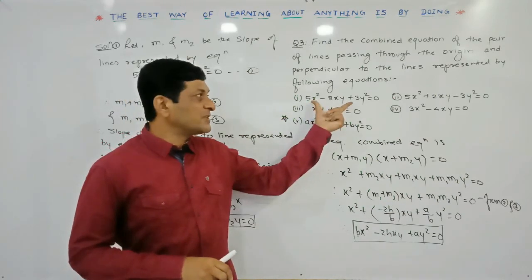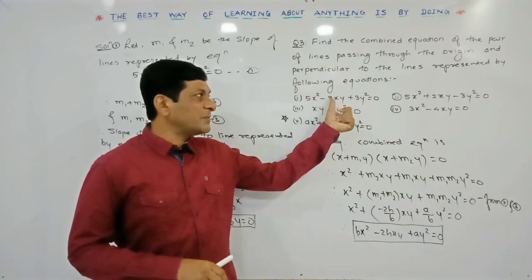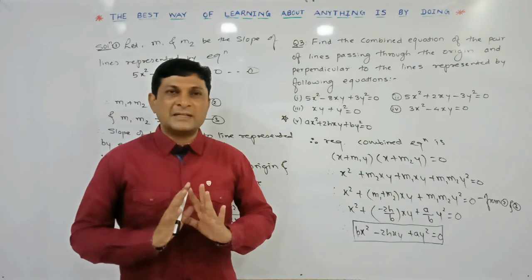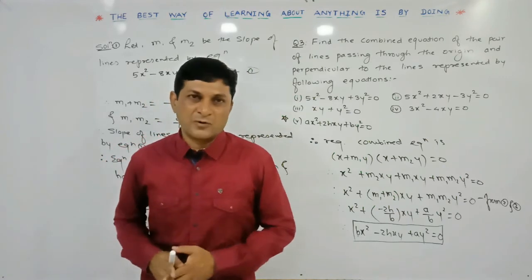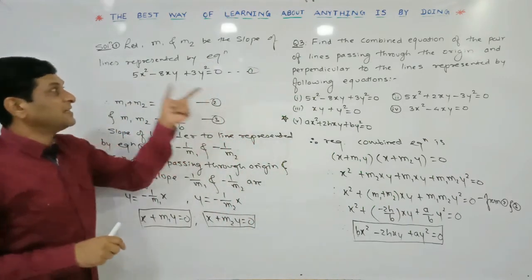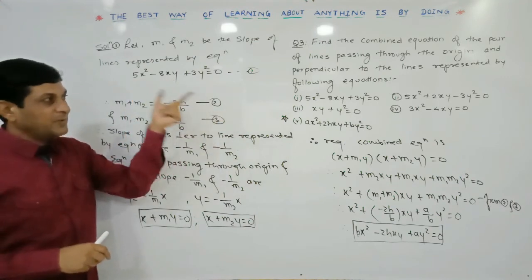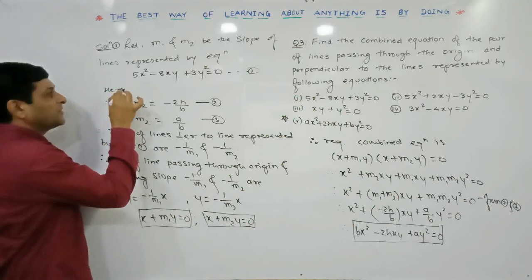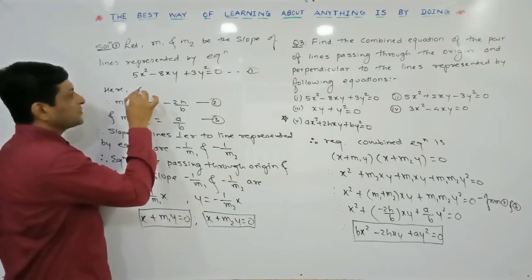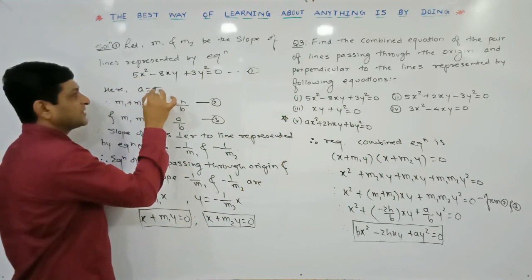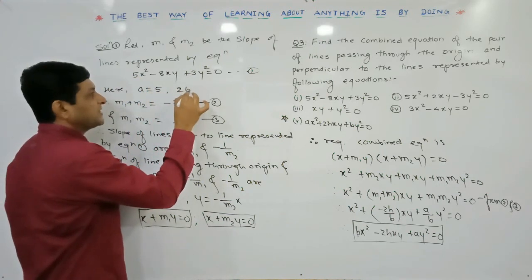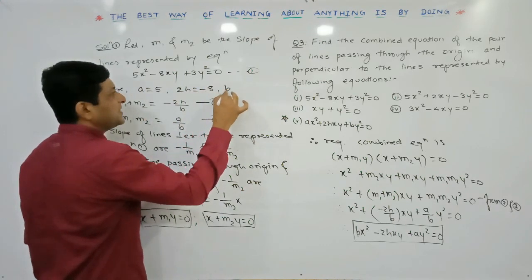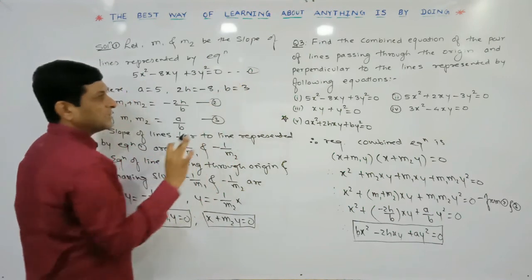In example number one, the given homogeneous equation is 5x square minus 8xy plus 3y square is equal to 0. For every example, 90% of the solution will be common. So now we have considered the equation from the first example. From this equation, let us try to find the values of a, 2h and b. So a means what? The coefficient of x square, that is equal to 5. 2h means the coefficient of xy. What is the value of 2h here? Minus 8. And what is the value of b? b is equal to 3.